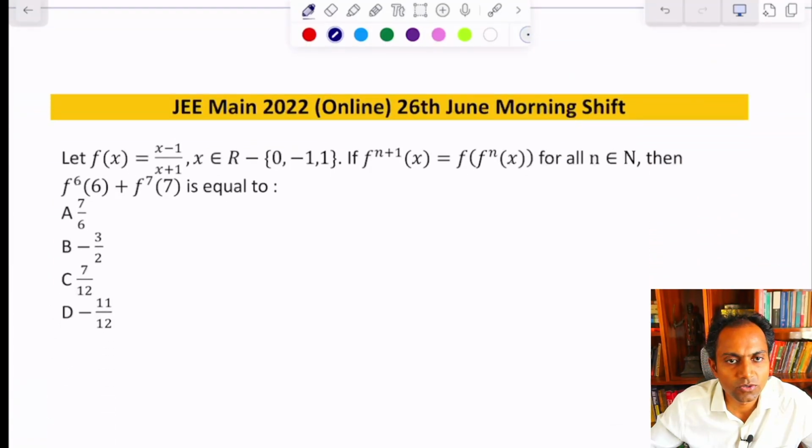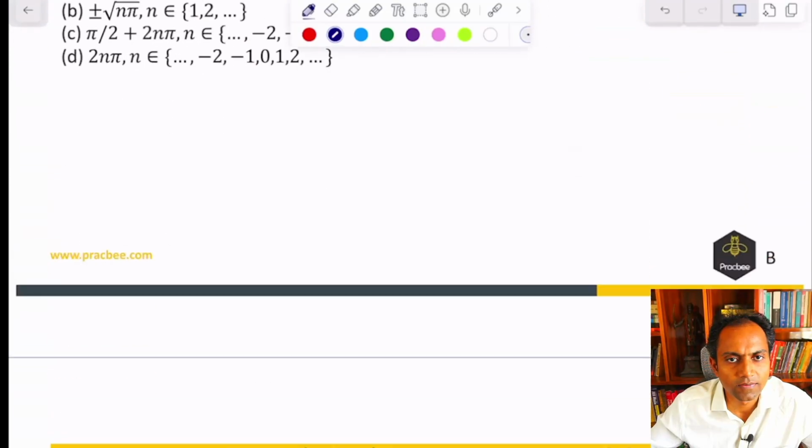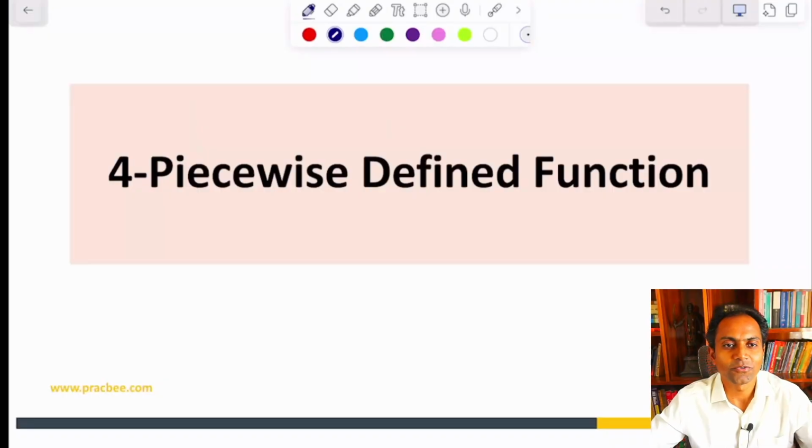All of these are based on this repetitive idea of f(f(x)). Once you start figuring out f of f(x), you get a pattern, and based on that, all of these questions till 19 and even this 11 and again 24 can be solved. The next category of questions in composite is piecewise defined function.